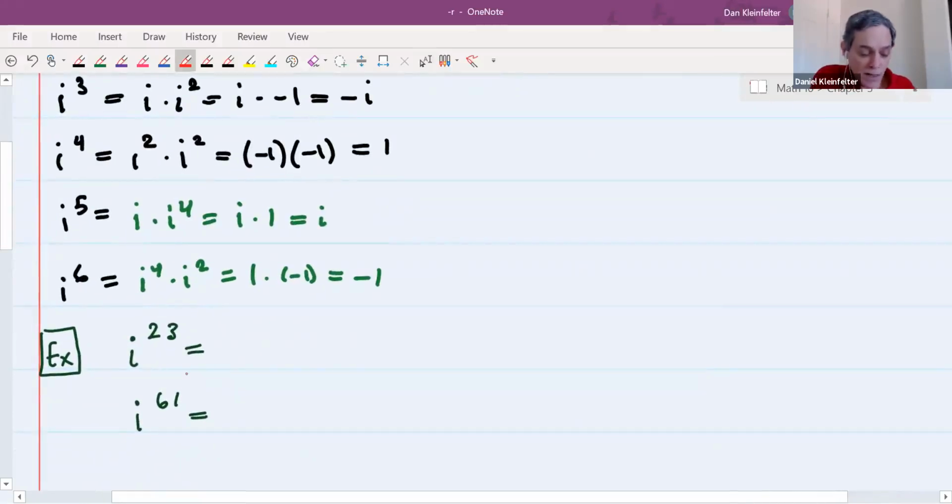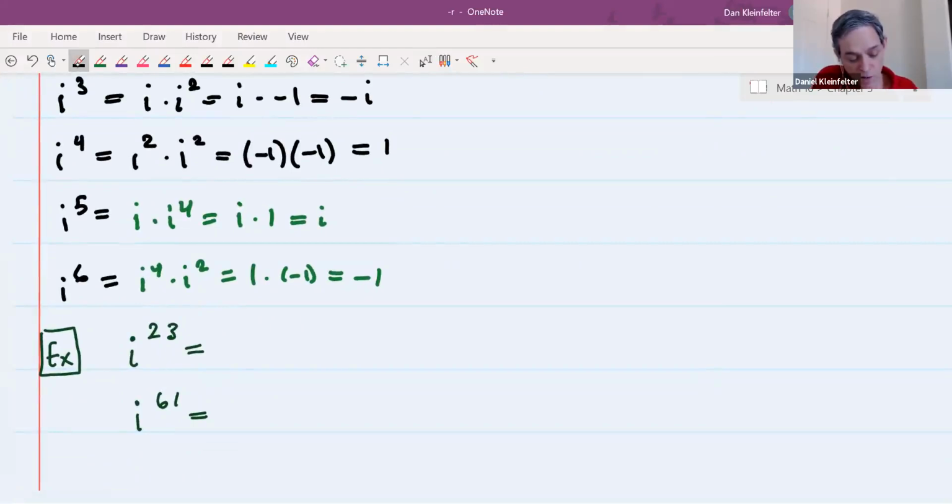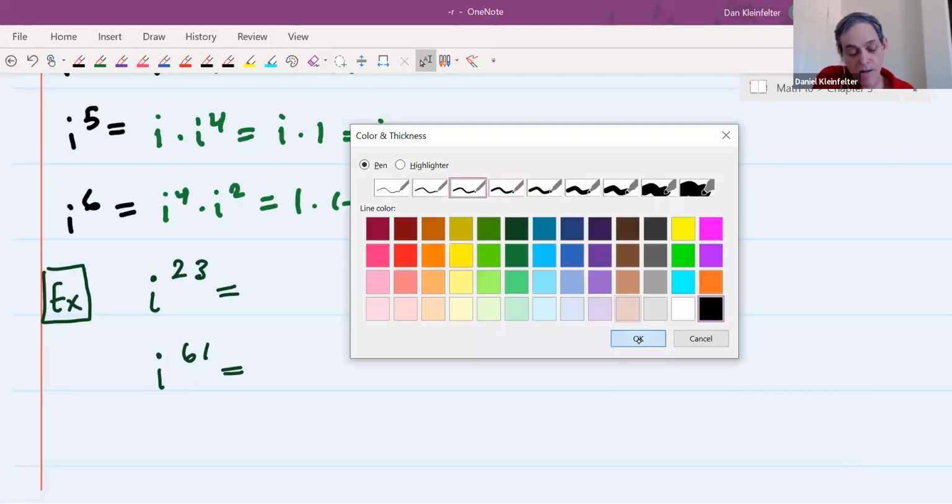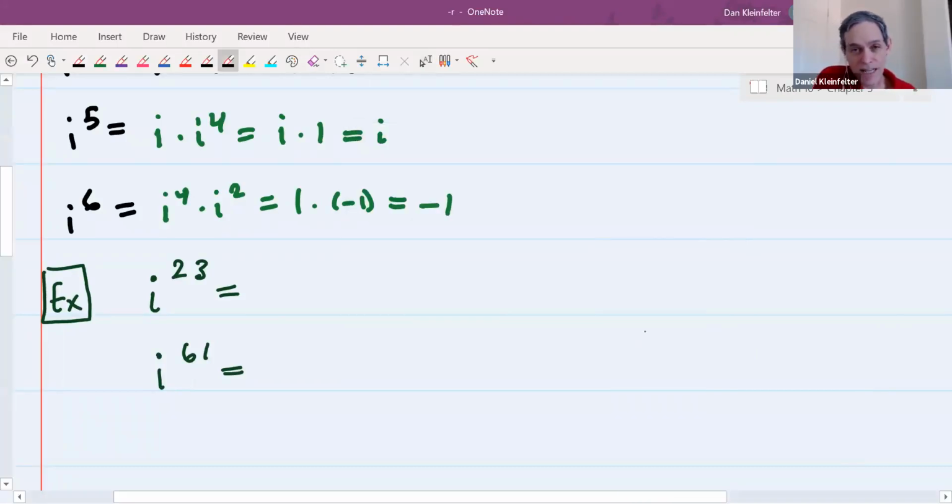And so we're going to do that right here. We're going to do a couple of examples. We'll have i to the 23rd power first. So what you want to do is think about what is a multiple of 4 that is less than 23. What is the biggest one that is less than 23? How many times can you add 4s together and have it come out under 23? So the biggest multiple of 4 that's less than 23 would be 20, right? So we're going to use our knowledge of exponents and write that as i to the 20th power times i cubed.